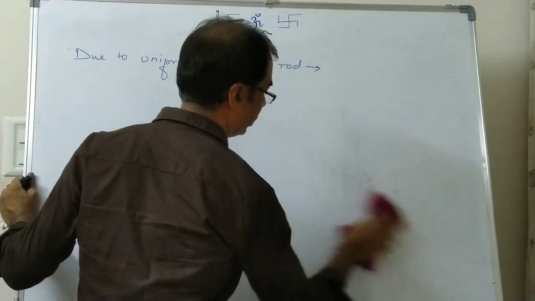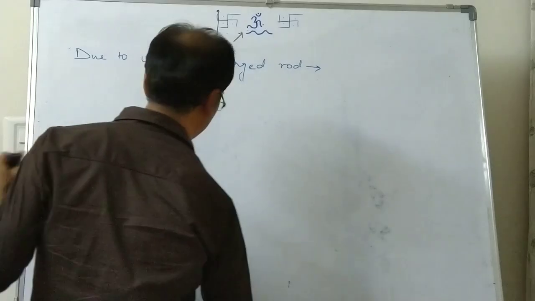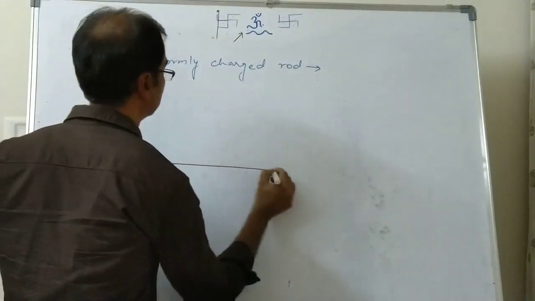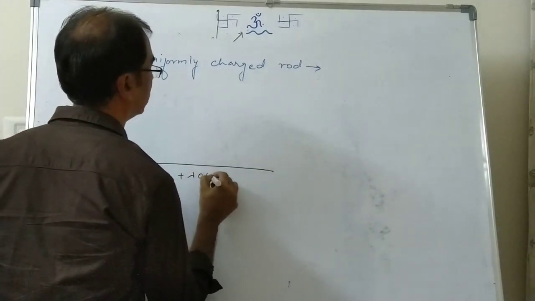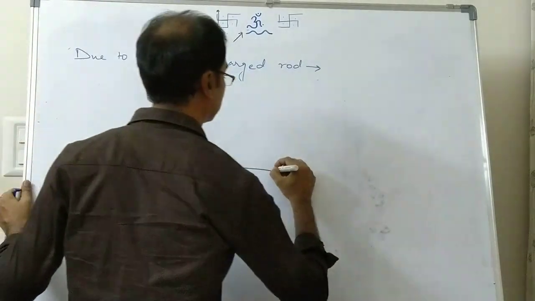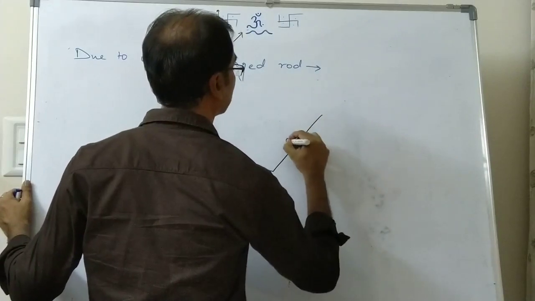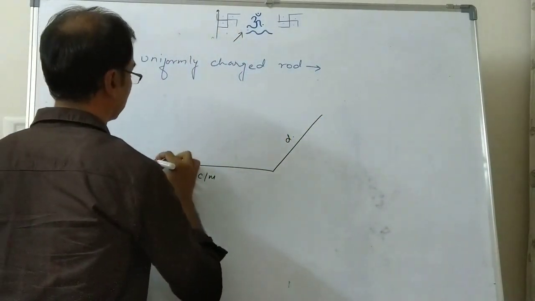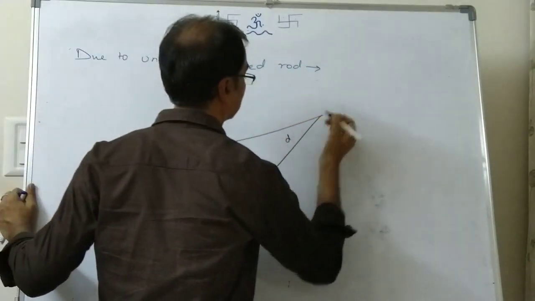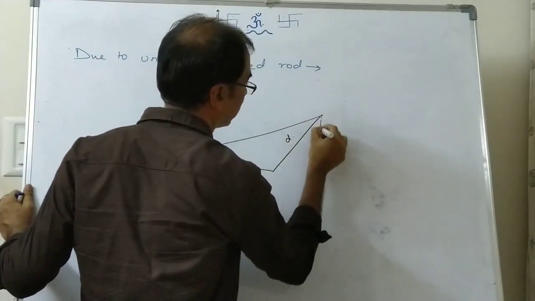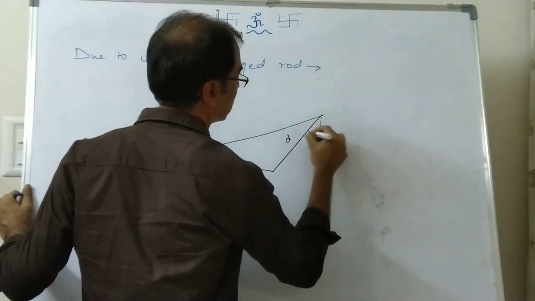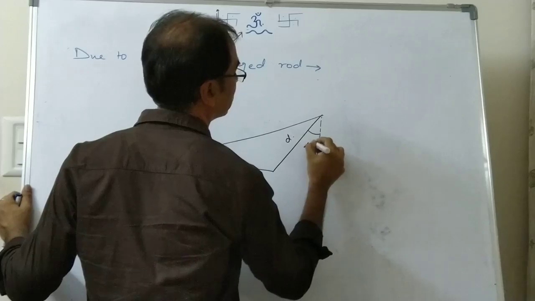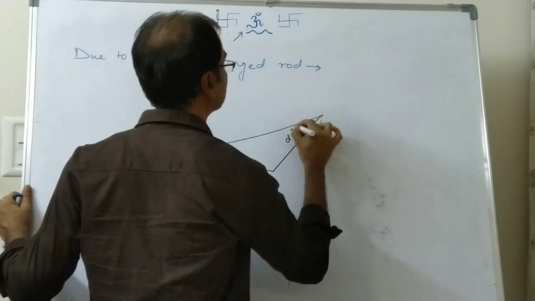So horizontally, how will we do that? Or rather, how I am going to make it, that you see. So this is your wire now. This is plus lambda coulomb per meter. This we can say is D. Right? And this angle, okay, and this is the perpendicular. This angle I can give as maybe 45 degrees, and this I can say is 30 degrees.